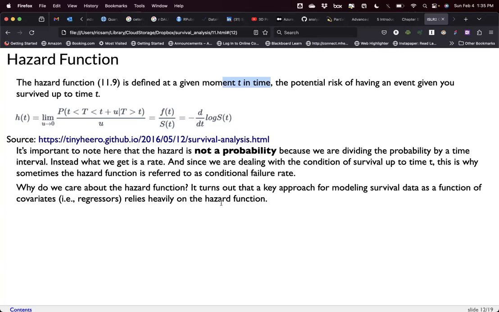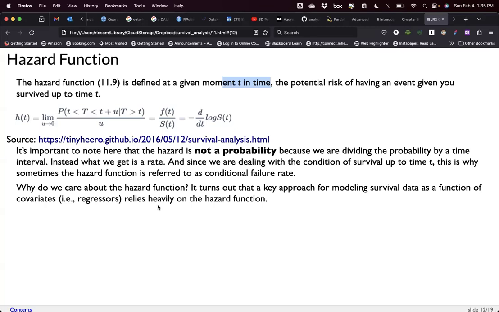And this is very crucial. Remember that we're talking about machine reliability, reliability studies. This is crucial for that, because we're not interested in whether the observation is going to survive. It is what is the rate at which that event is going to happen? And it has a lot of implications for this.